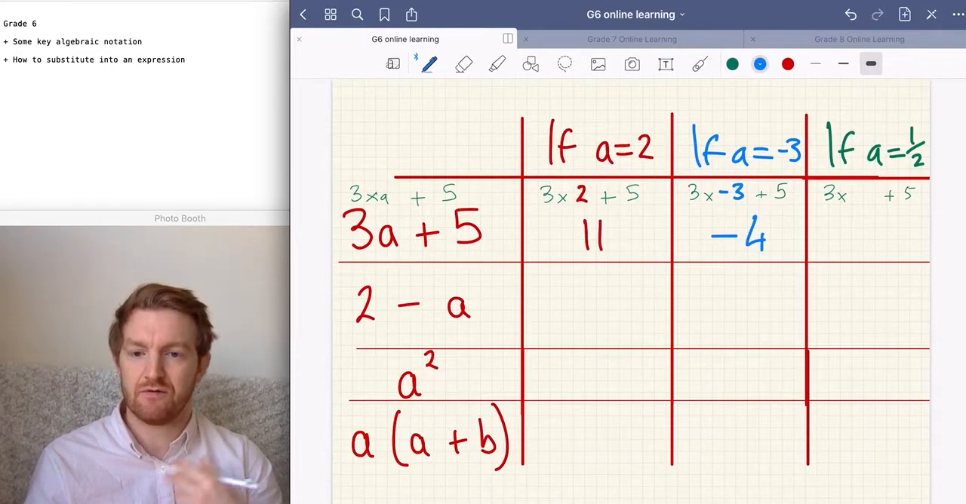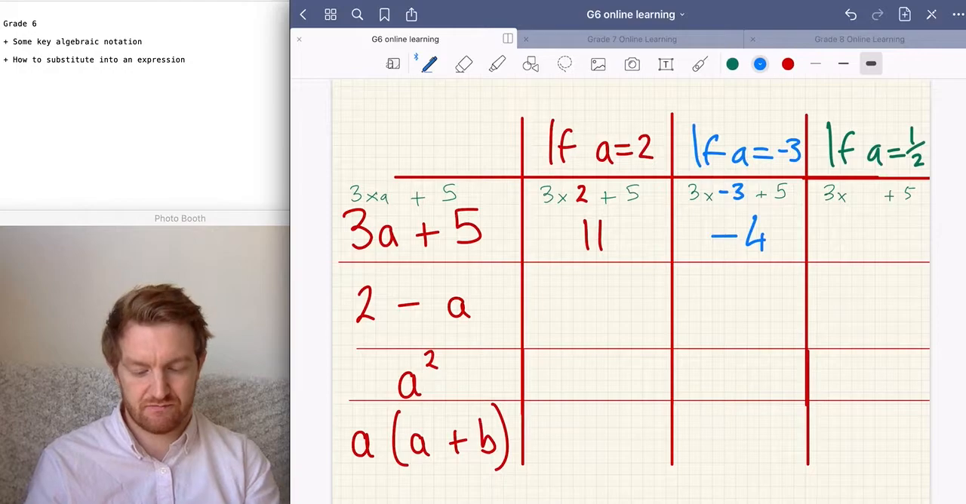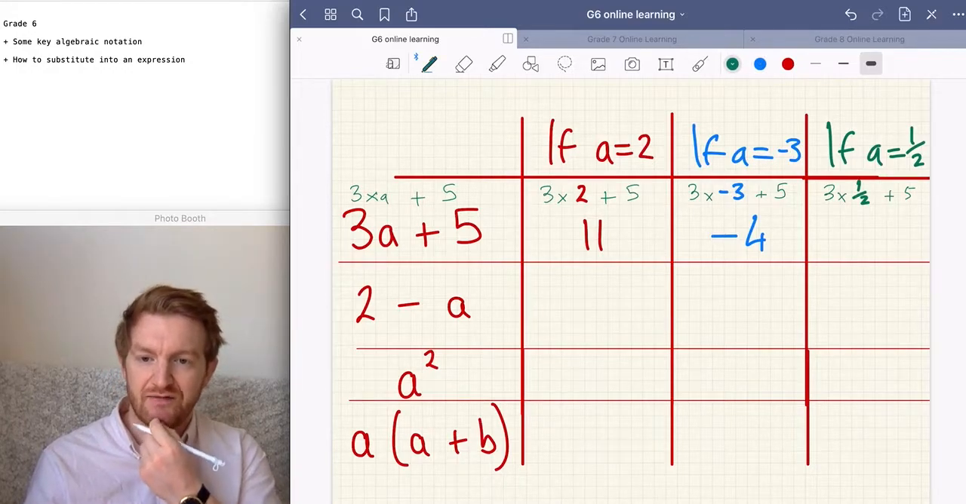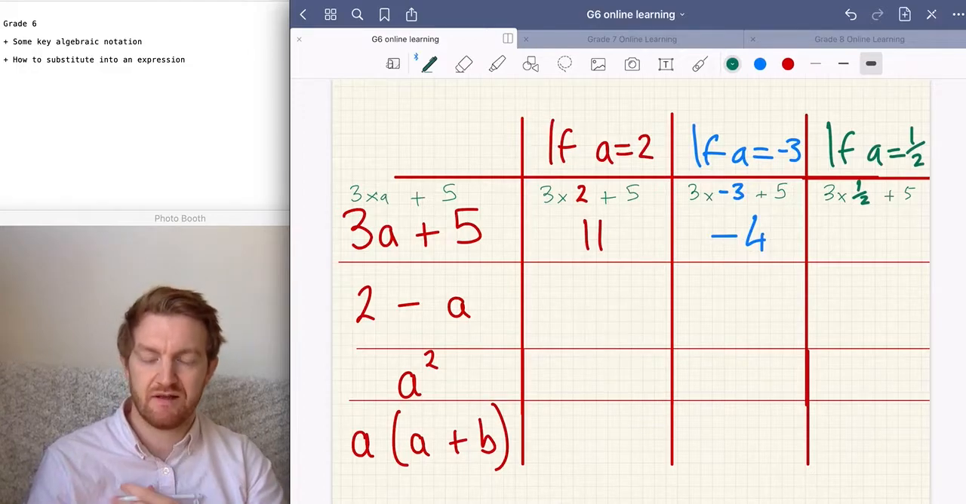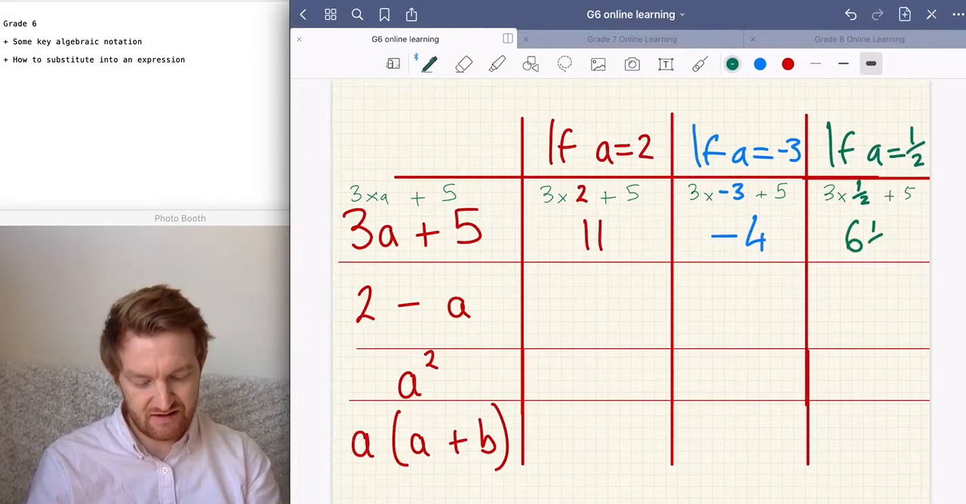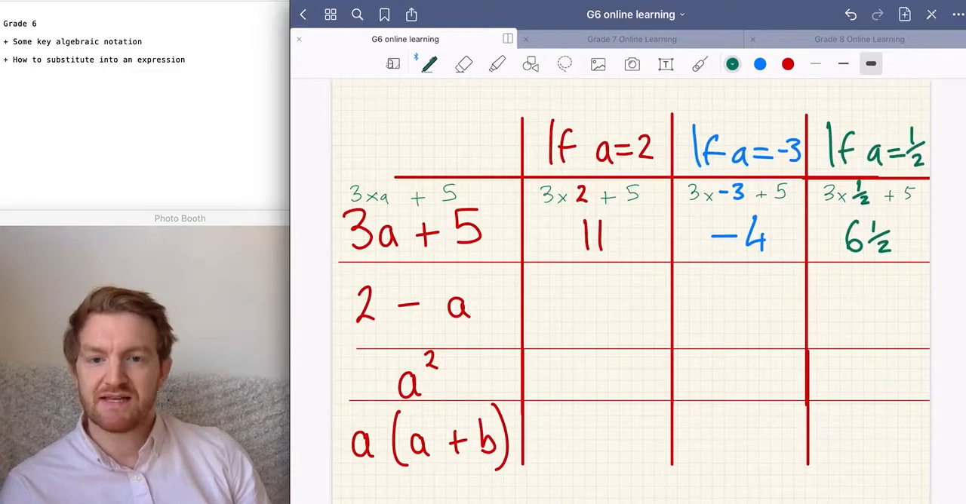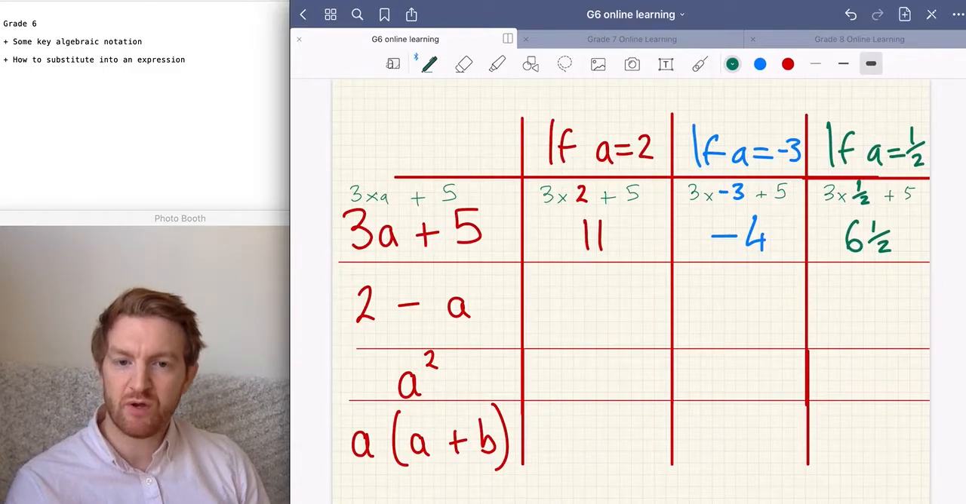The value of the whole thing changes. If a was a half, we'd put a half in here. 3 times a half is 3 halves, or 1.5, plus 5 would be 6.5. So we can get different values depending on what we put in for a.